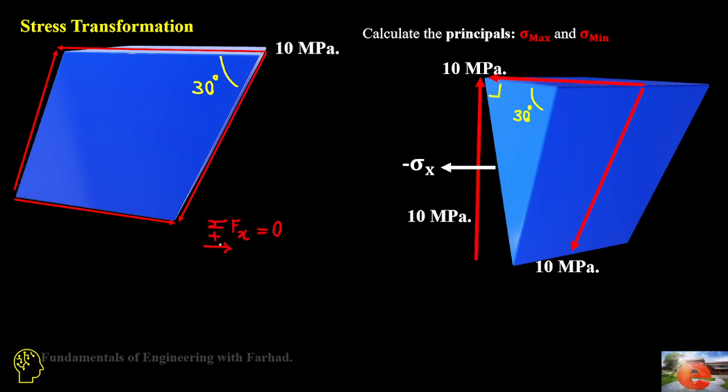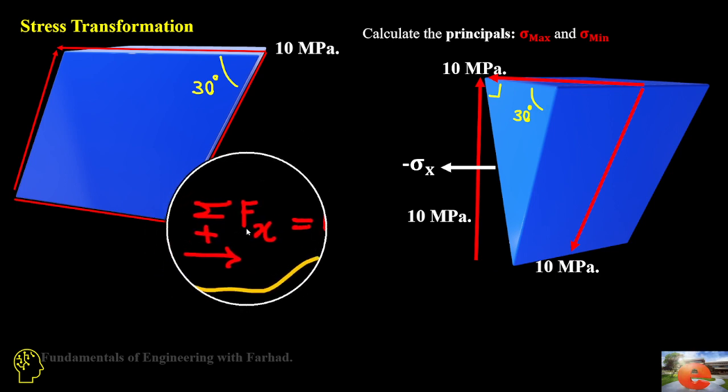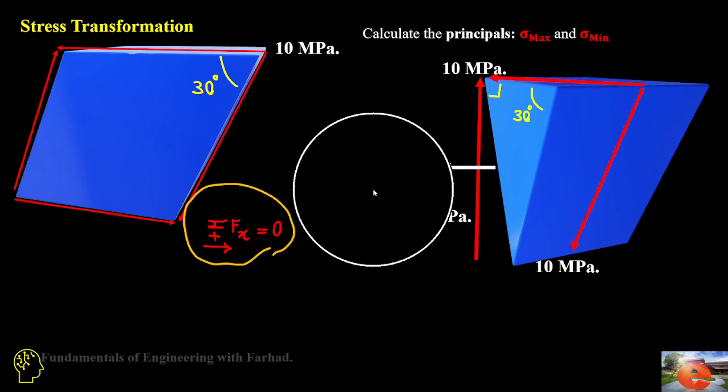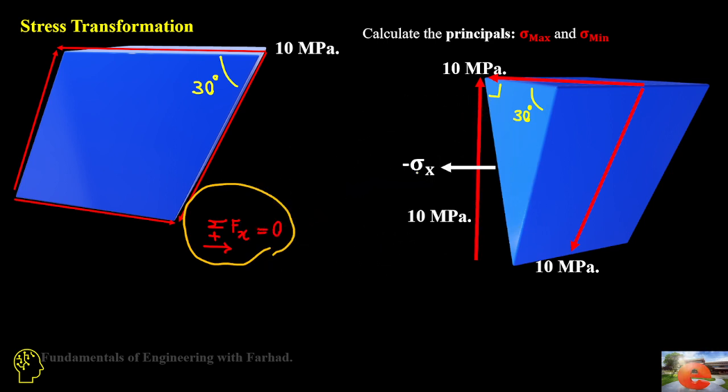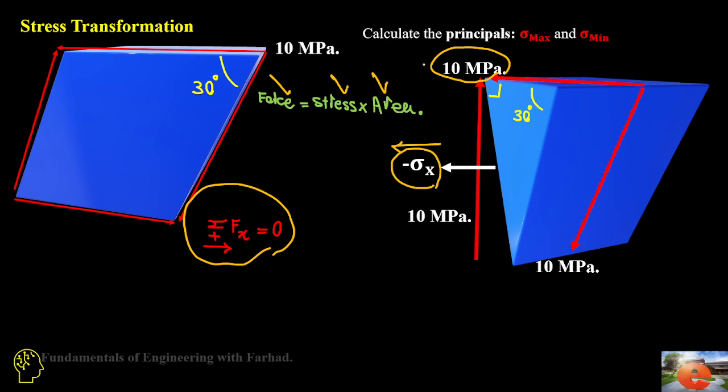We want to write down the summation of forces in x direction. In positive x direction goes 0. We do not have an unknown in the positive direction because negative sigma x is in the negative x direction, and that's our only unknown. And on the other side, we just have some stresses. At the same time, we do know force is equal to stress times the area.